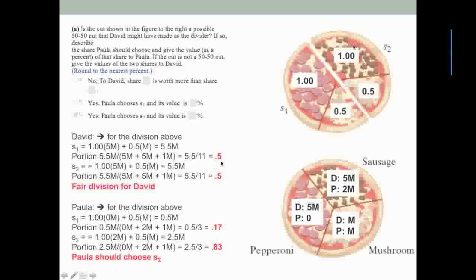For S2, we have 1 full slice of sausage times his valuation of 5M, plus a half of the mushroom times his valuation of M. We have then 1 times 5M plus 0.5 times M, or 5.5M. If we divide that by the entire valuation of the pizza pie by David, the M's of course drop, and we have 5.5 divided by 11, or 0.5. So this is indeed a fair division for David.